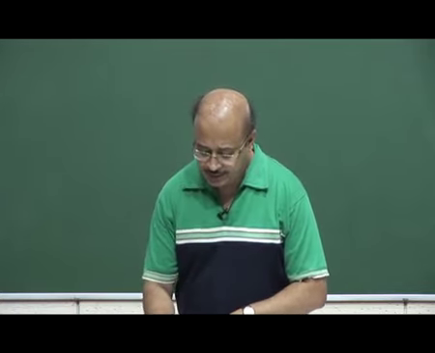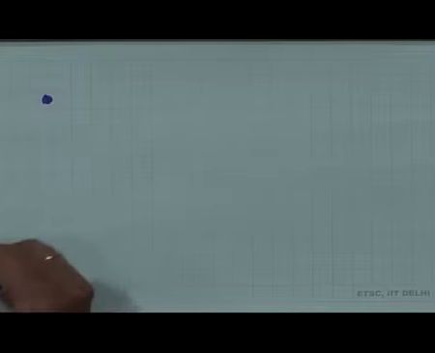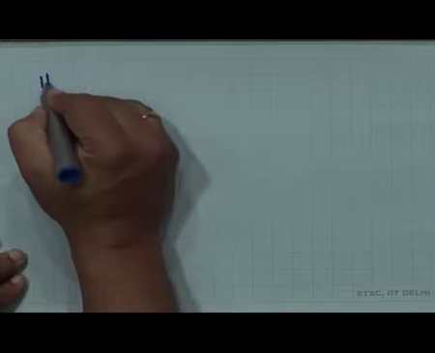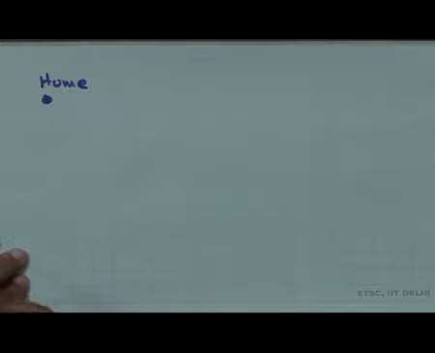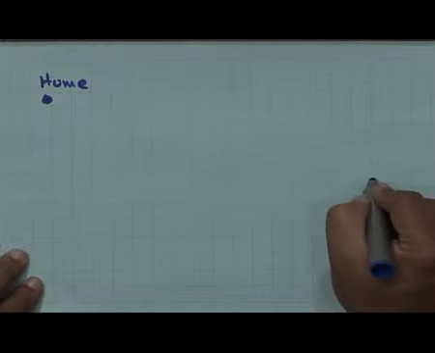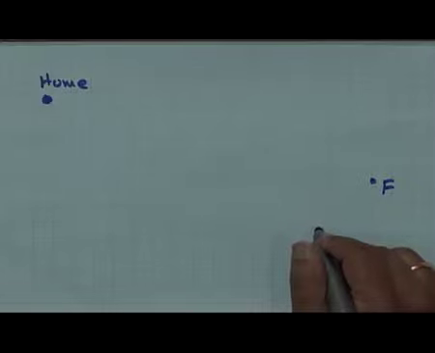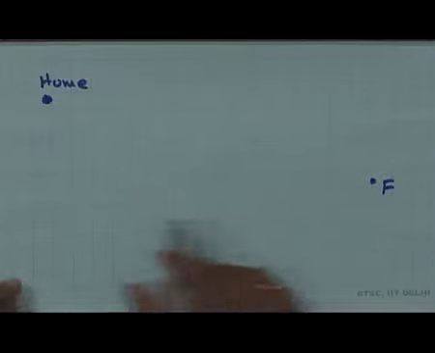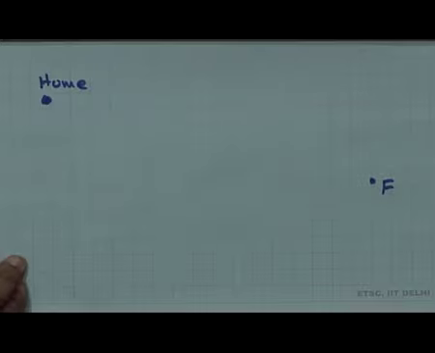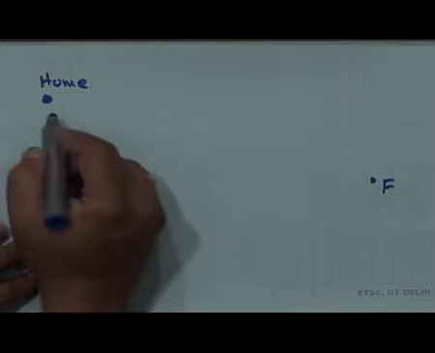Let us consider that this is your home, and say this is your friend's home. So, you have to go from here to here. Now, as it happens, one of the paths will go like this.